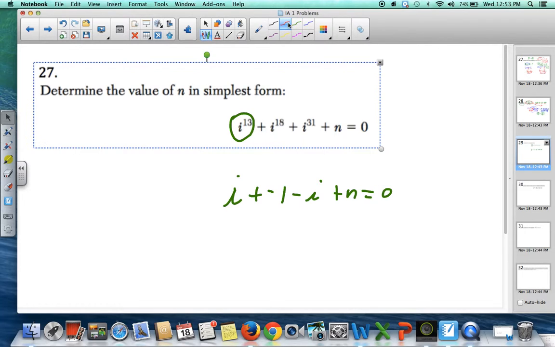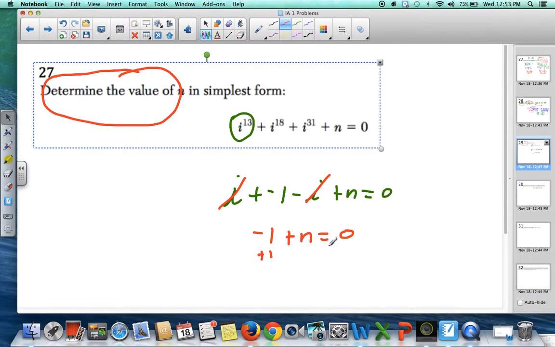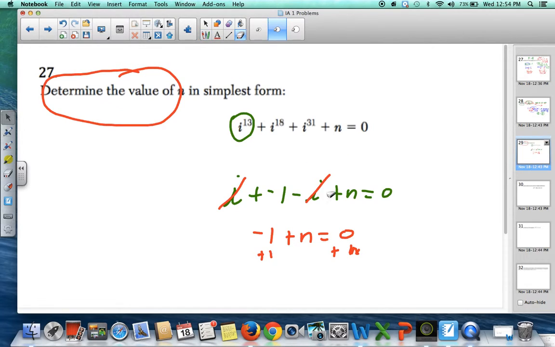Many of you got to that step and then stopped, but i minus i cancels. So I have an equation that says negative 1 plus n equals 0. Some people stop there. They're saying determine the value of n. Means get n by itself. So I have to add 1 to both sides. Plus 1. That's not an n. Plus 1. And then I get n equals 1.